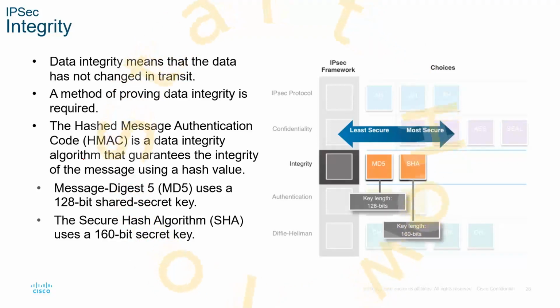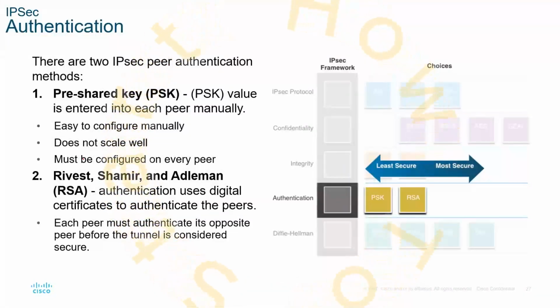Once we've decided the integrity key, we can look at the authentication. And again, the two main types are pre-shared key or our RSA-based key. If we're using pre-shared key, it's easy to configure, but it doesn't scale very well. And we have to configure this per peer. If we're doing RSA, we can authenticate using digital certificates to identify our peers. However, each peer must authenticate to its opposite peer before the tunnel is basically considered secure. So there is more configuration with the RSA.